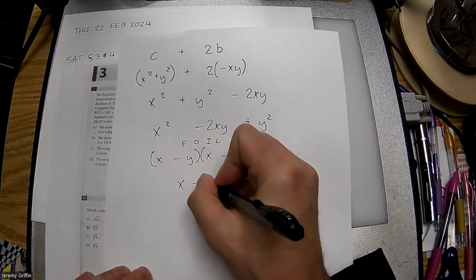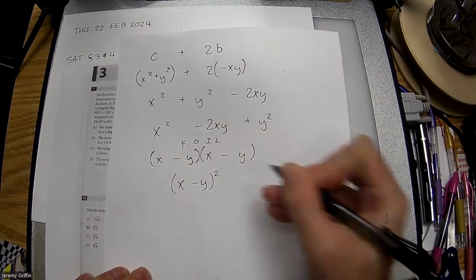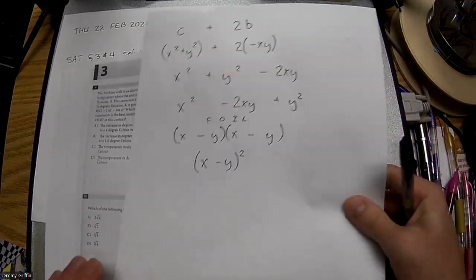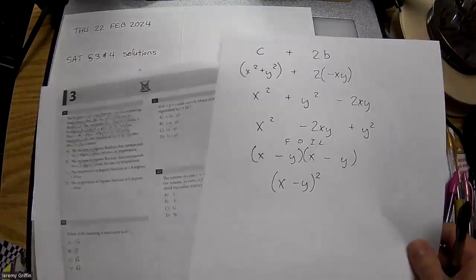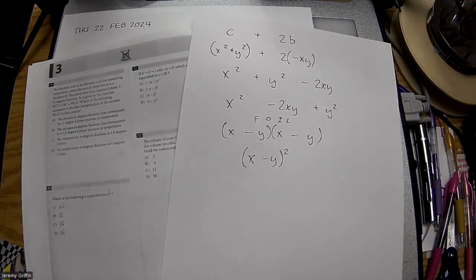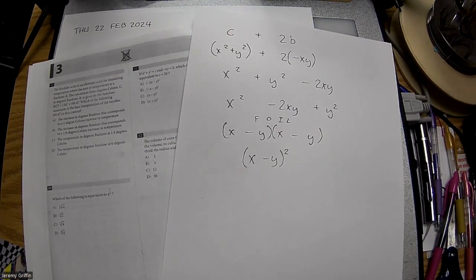I could also call this x minus y, quantity squared. Is that an answer choice? I think that's option C. Is that right? Is that C? It's 11C. Yeah, 11 is C. You guys getting these?